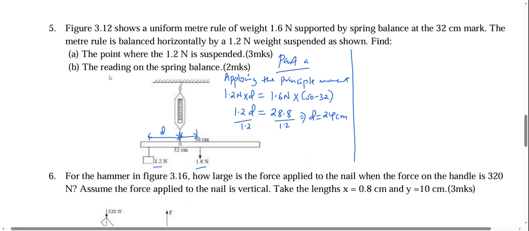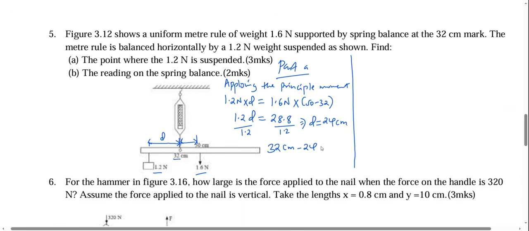Now the question says the point where the 1.2 Newton is suspended. For you to be able to get this point, you take this distance, the 32 centimeter mark, and you subtract the value which we've got as 24. Therefore, this will give us the point, and for this case it is 8 centimeters. Therefore, the 8 centimeter mark is the point where the 1.2 Newton is suspended.